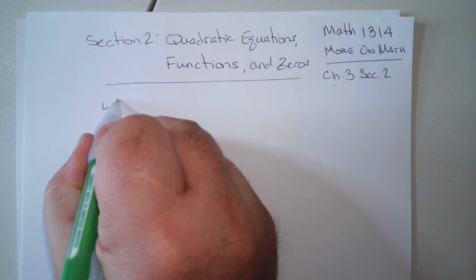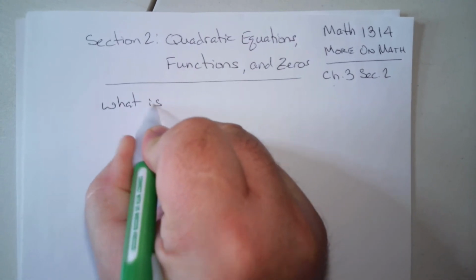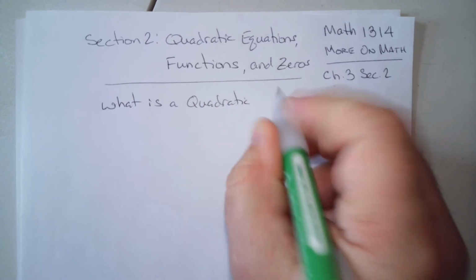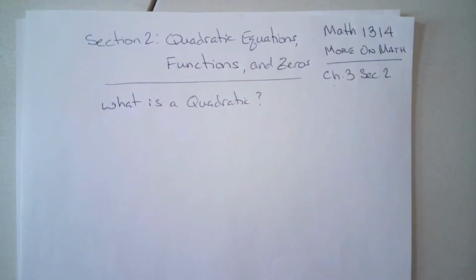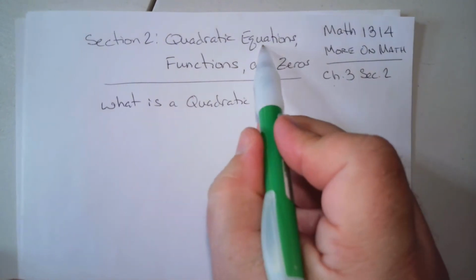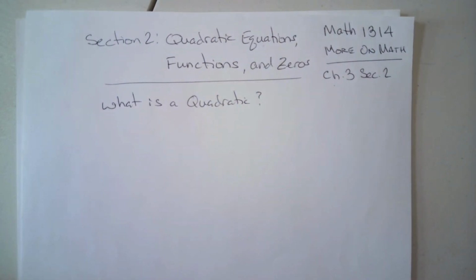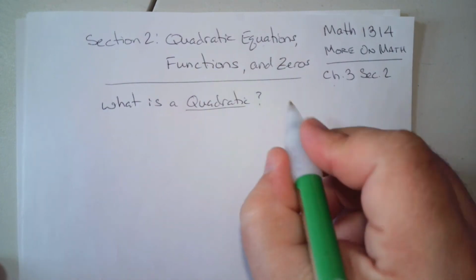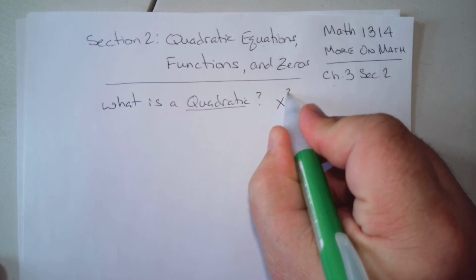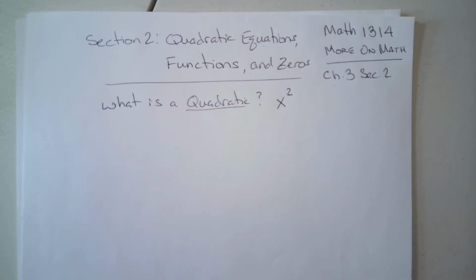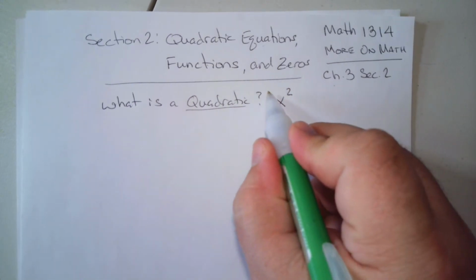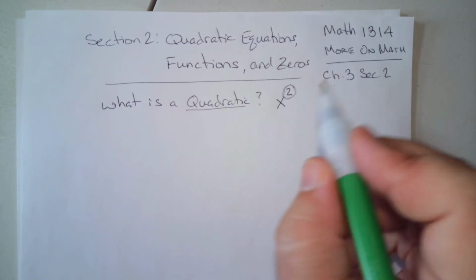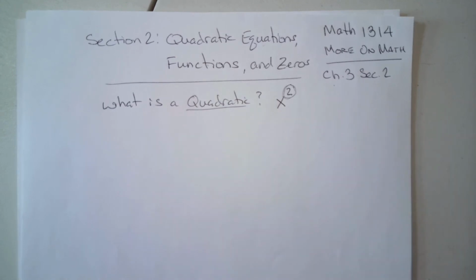So, what is a quadratic? Whenever you say quadratic, it could be either an equation or a function. We'll talk about those later. But whenever you hear it's a quadratic equation or a quadratic function, we know we have to look for that part of the equation. If the largest exponent is a 2, then it's quadratic.